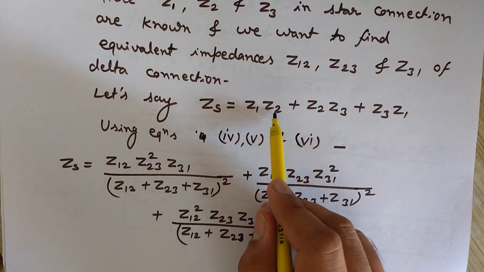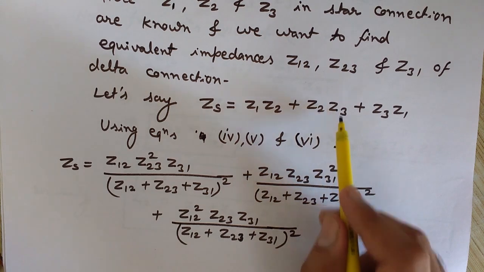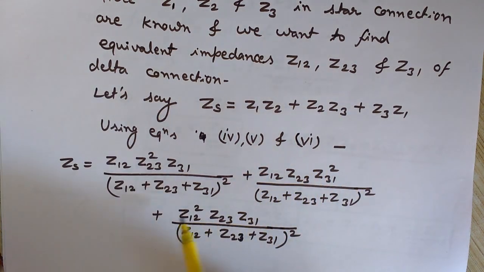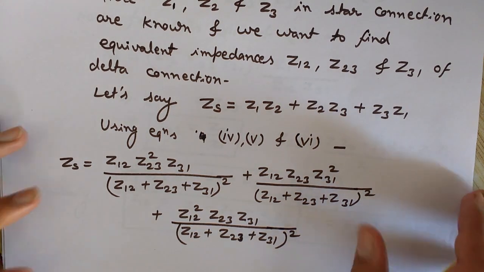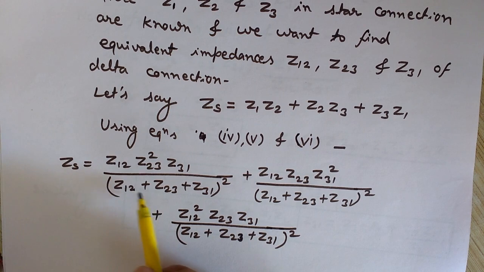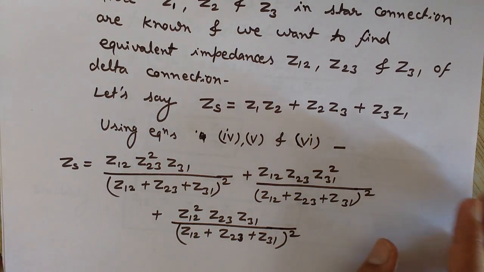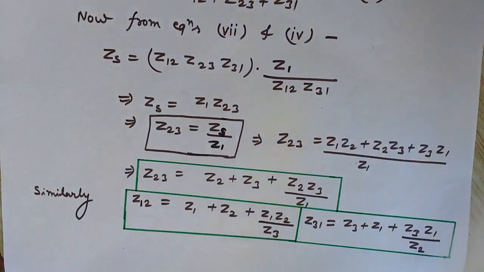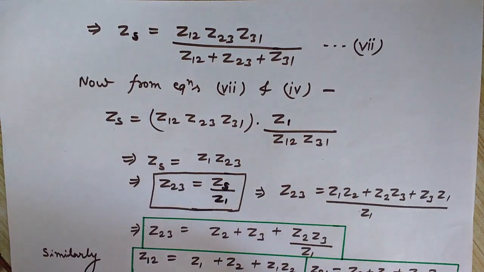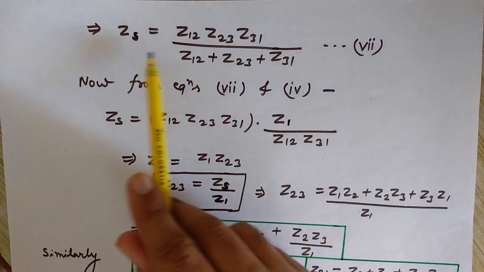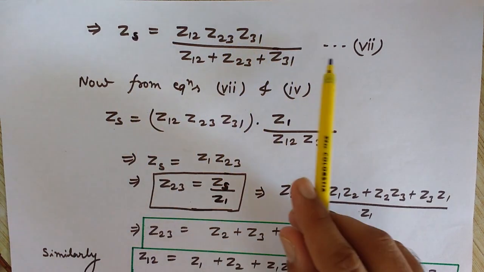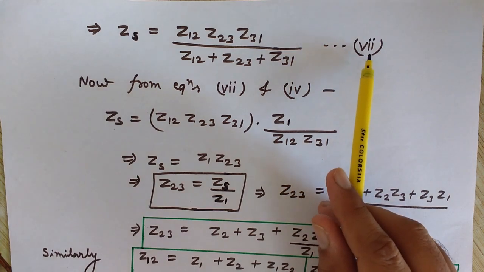just Z1 into Z2, plus Z2 into Z3, plus Z3 into Z1. Put these values of Z1, Z2, Z3. Since you can observe here that the denominator, Z12, Z23, Z31 whole square, is the same in all these three cases, you can simply add these numerators. Very easy calculations. So from this you will see that Zs comes out to be this expression. So we write it as equation number 7.